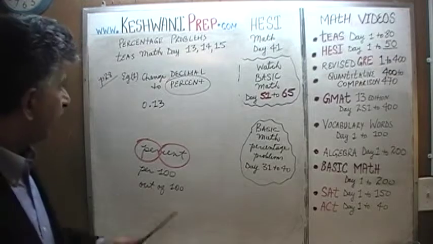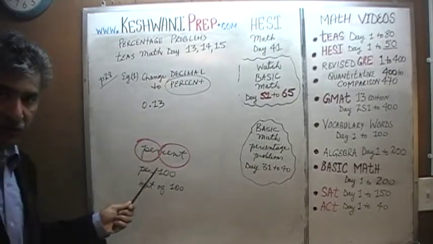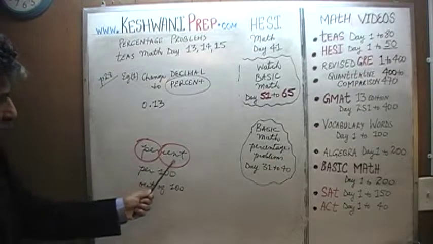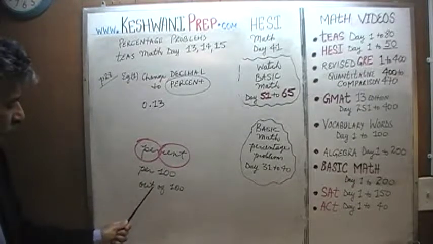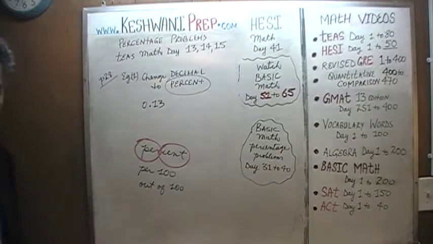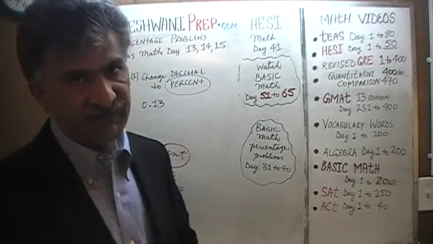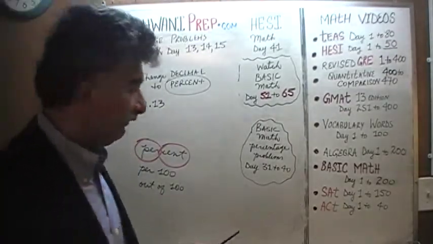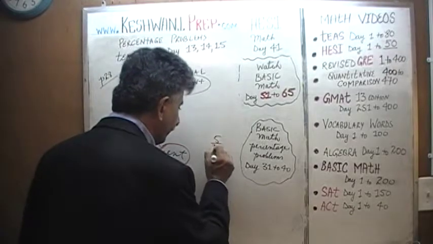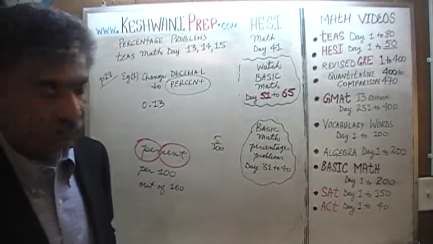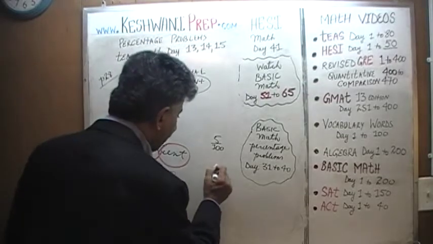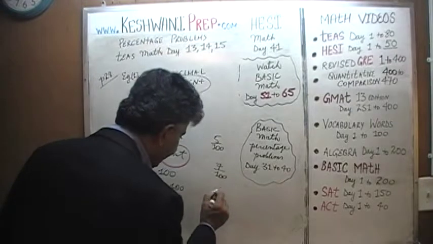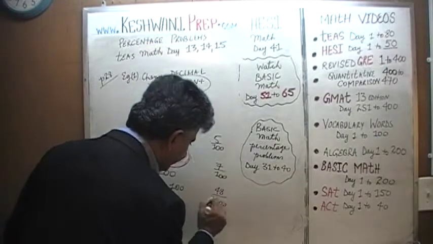What does the word percent actually mean? Percent means exactly what it says. If you were to dissect the word, percent means per 100, or, if you like, out of 100. If I say 5%, what I'm telling you is 5 out of 100. That's 5% expressed as a fraction. Similarly, 7% will be 7 out of 100. And 48% expressed as a fraction is 48 out of 100.